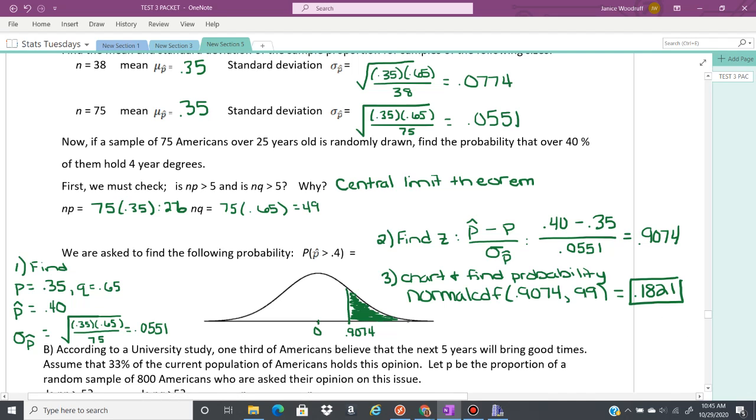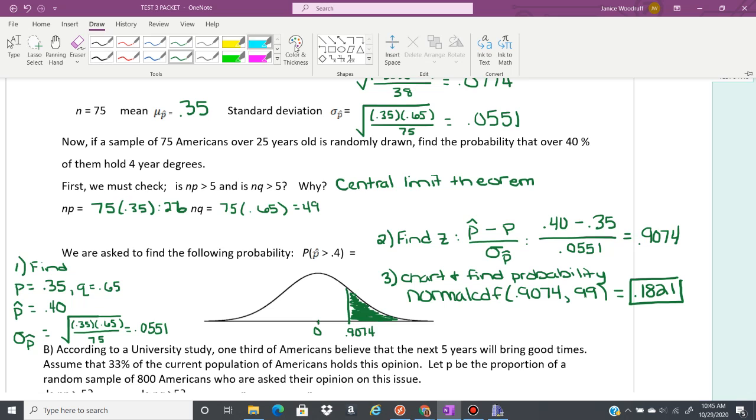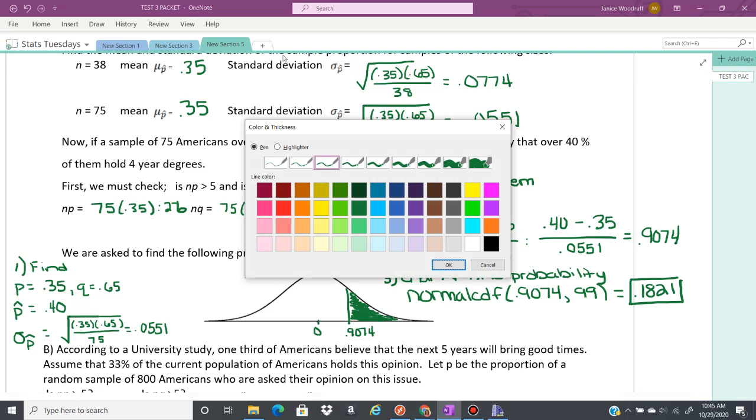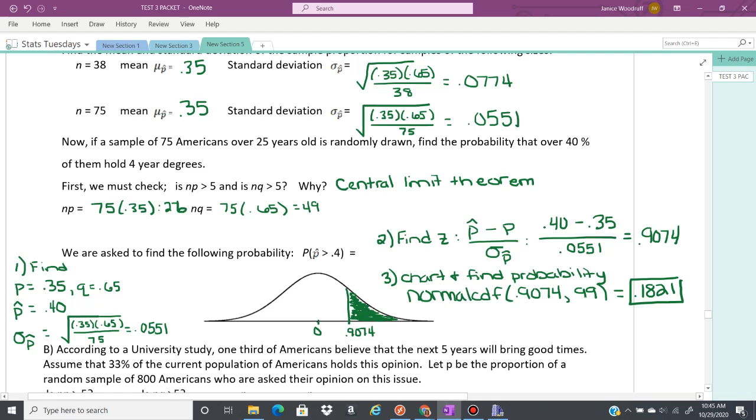Okay, so 0.1821, that is this area right here. Maybe I'll make this white here, to right inside of here, if it will not erase it for me. There we go. Kind of hard to see. I don't know if I like that.